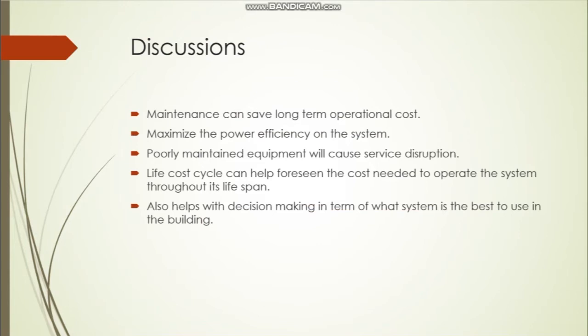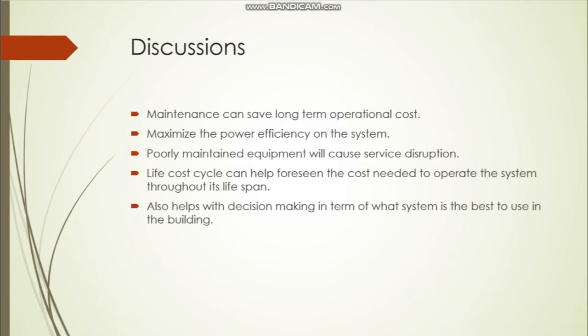The discussion for this audit maintenance report consists of maintenance. The importance of maintenance first and foremost is that it can save long-term operational costs by maintaining the small parts rather than having the whole system break down, which will cause hundreds of thousands of ringgit.